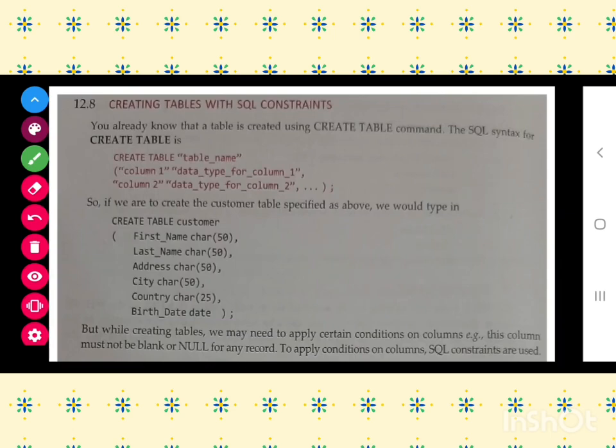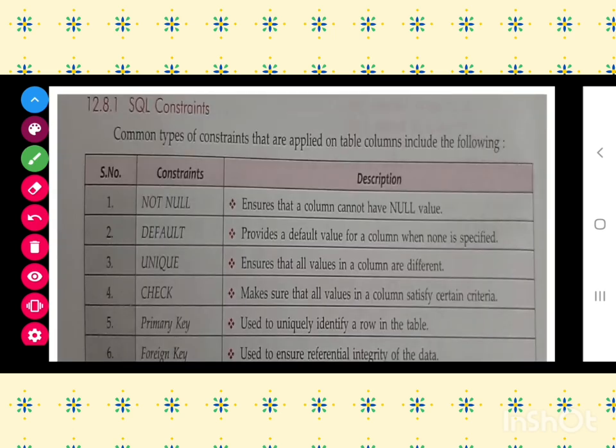Now class, again creating a table but now using constraints. There are different constraints that we can apply like not null, default, unique, check, primary key and foreign key. So class, not null is used when we want any column to be filled by the user compulsorily. They have to fill that column. Suppose I want the user to enter their biodata, and in the biodata or a form, the name should be there.